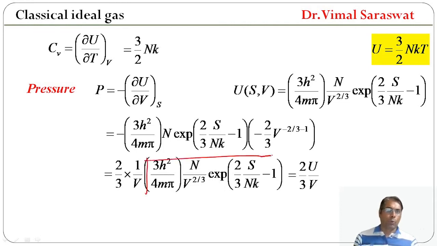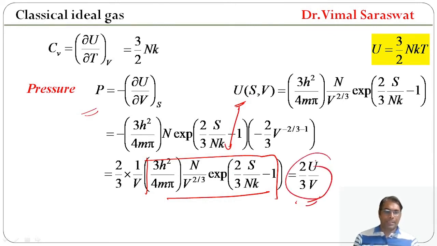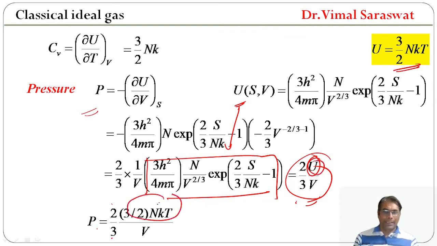Now this whole term is actually our U. So this is replaced with U. So P equals 2/3 U/V. So this is our pressure. Or P equals 2/3, and U is 3/2 NkT. So this U is replaced with 3/2 NkT. So P equals 2/3 into 3/2 NkT/V. Now this 3/2 and this 3/2 will be cancelled out. So P equals NkT/V.